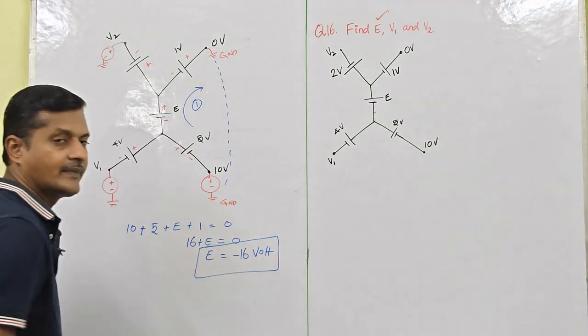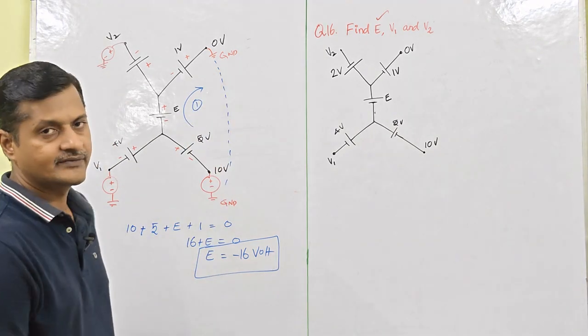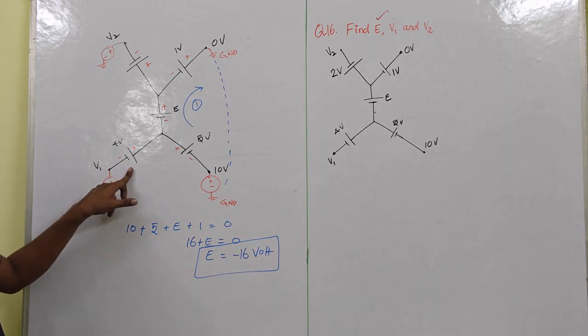E equal to minus 16 volt. Right? So first you can find out E and E. Next we have to find V1. V1, we just have a V1.